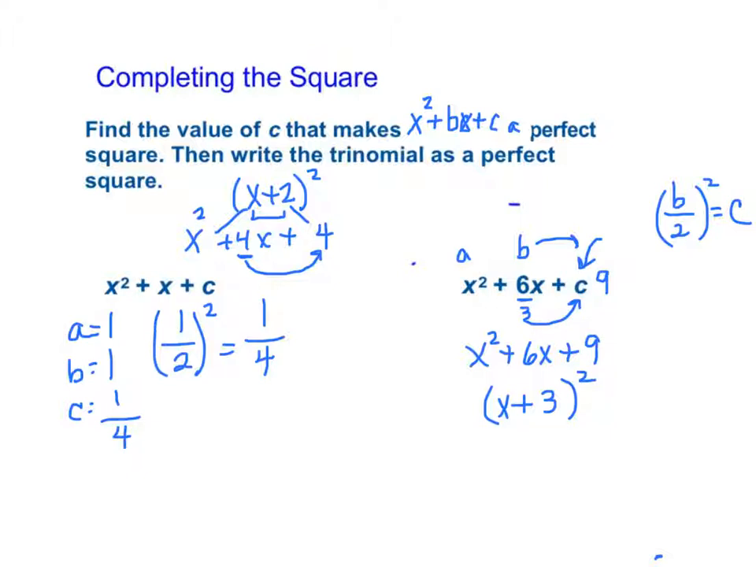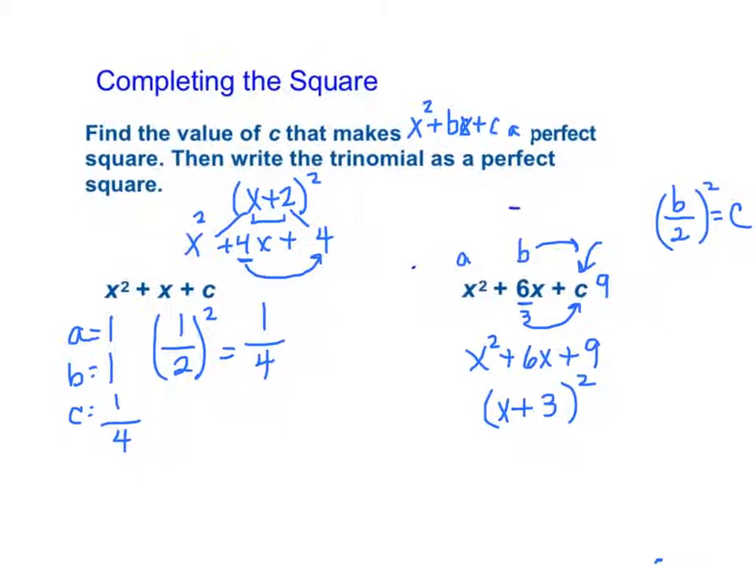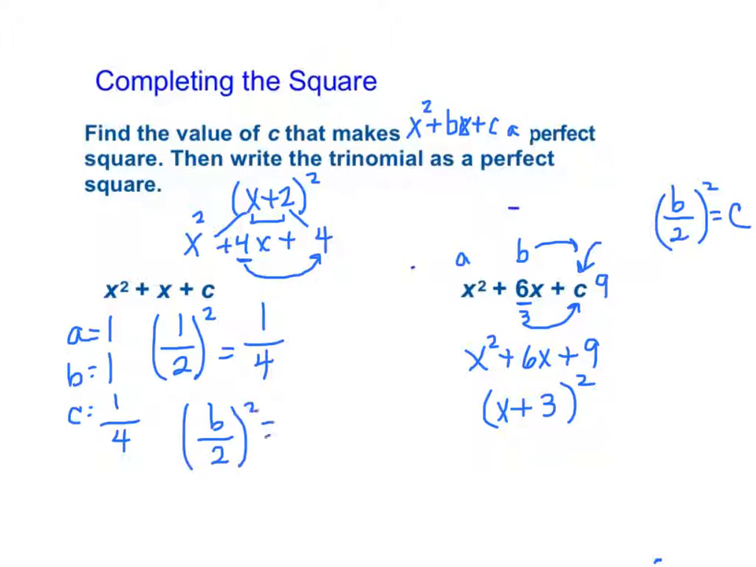So you can begin here to see a pattern. You see that the B number divided by 2, and squared, is going to equal C. And then when you go to factor it, you're going to have x plus b over 2, quantity squared. And it's plus because that's plus. If it were minus, it would be that.